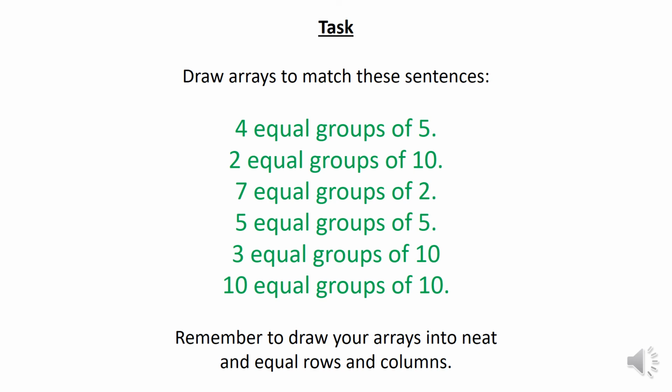So you need to draw an array. You can choose any picture you like. It might be easier to just use things like shapes, like circles and squares and triangles. But if you like, you can draw some fruit, just like we had on the screen. But you need to remember to draw your arrays in neat and equal rows and columns. This means they need to be the same size and directly on top and underneath each other, so it's easy for somebody to work out the multiplication sentence.